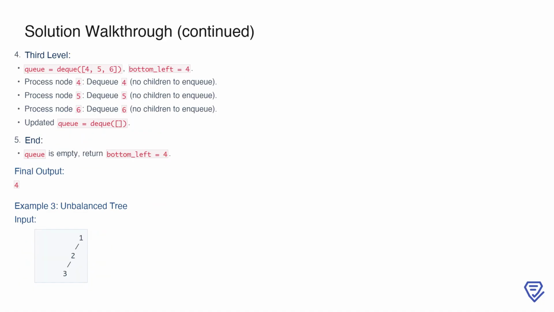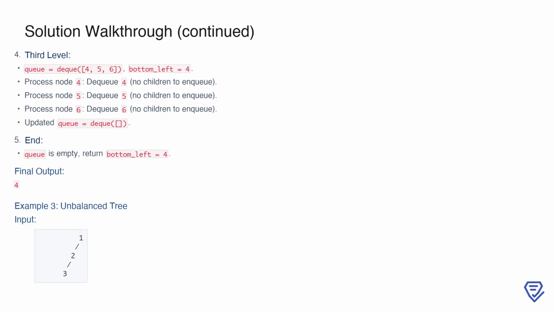Now, consider an unbalanced tree, where each node only has a left child. The root node has a value of 1, with its left child being 2, and node 2's left child being 3. We start the process by enqueuing the root node and setting bottom_left to none. On the first level, the queue contains just the root node, so bottom_left is updated to 1. After processing the root, we enqueue its left child, 2. The queue now contains only node 2.